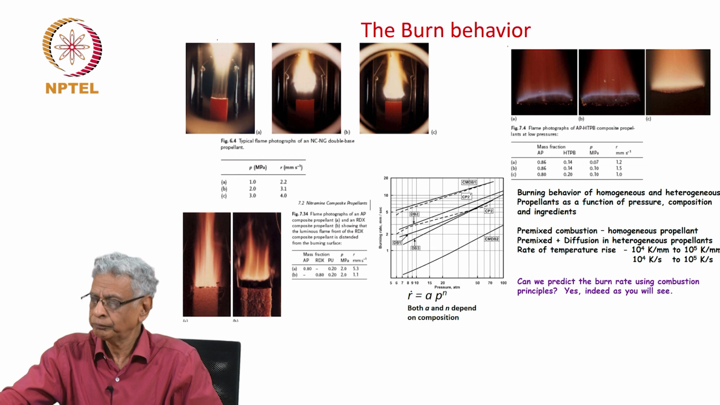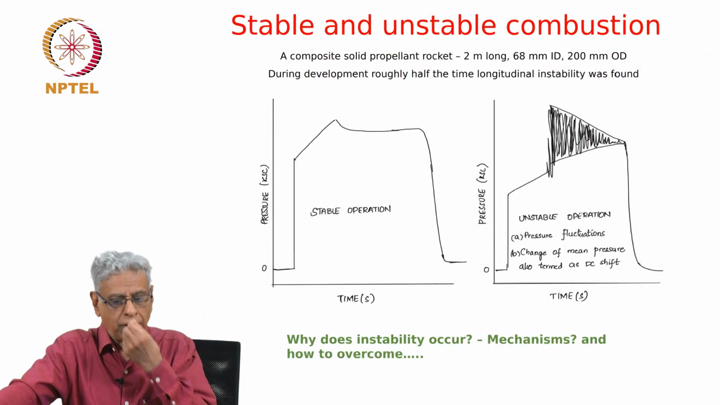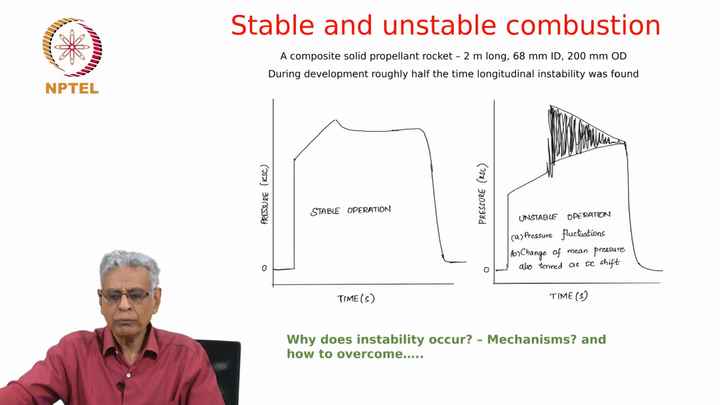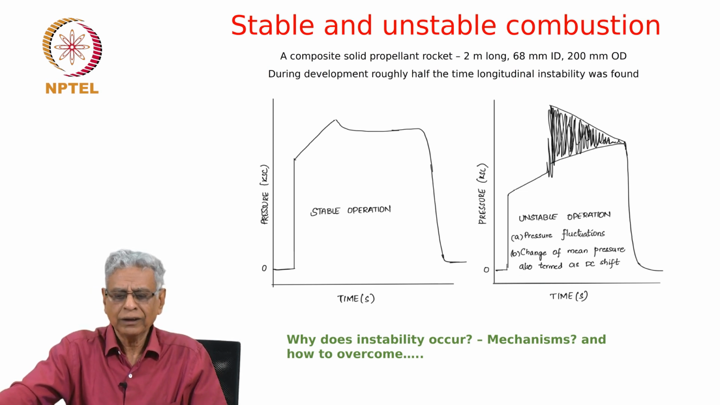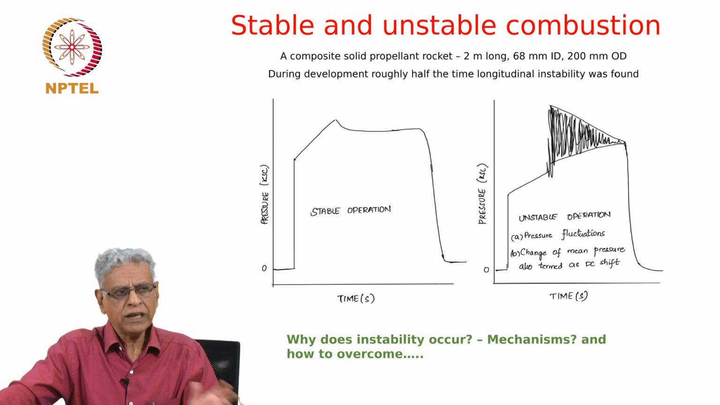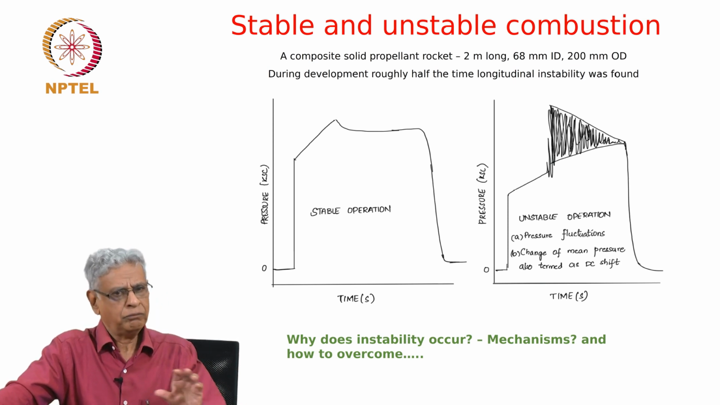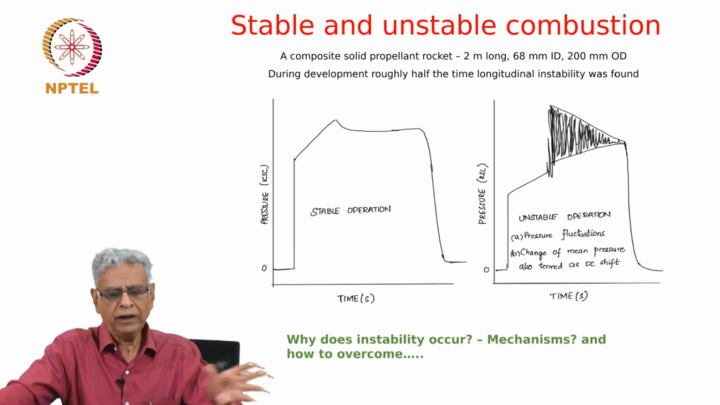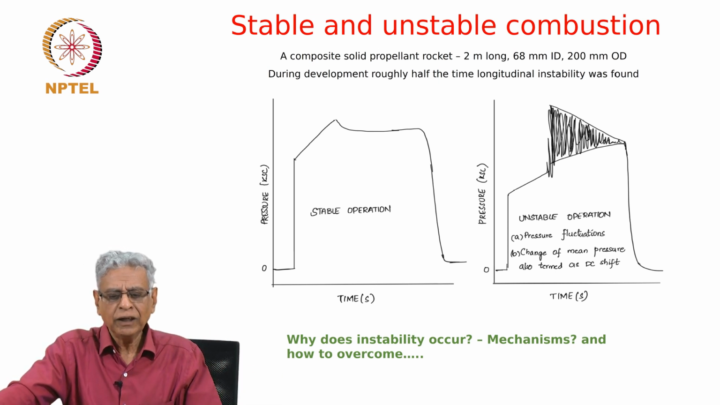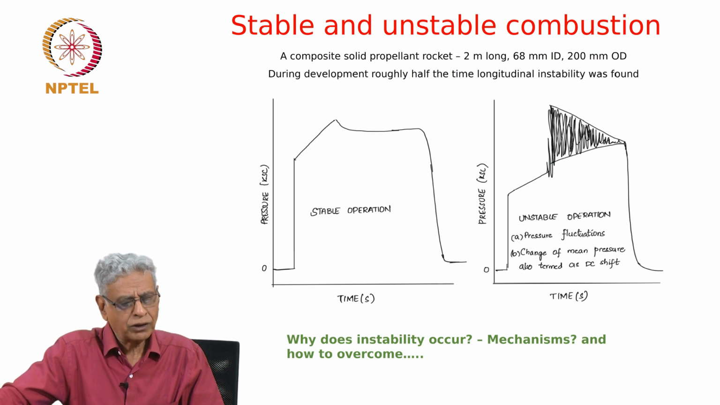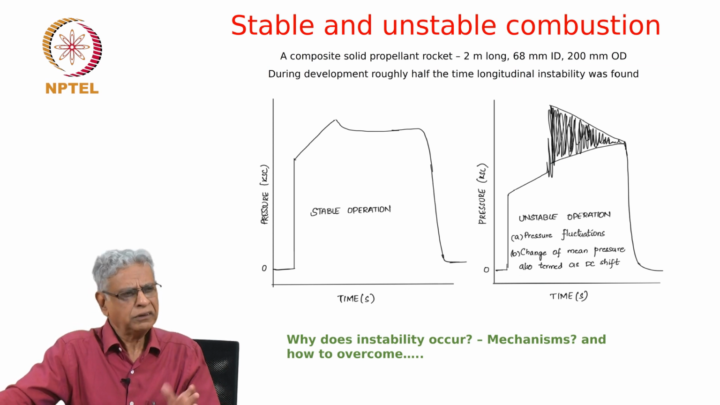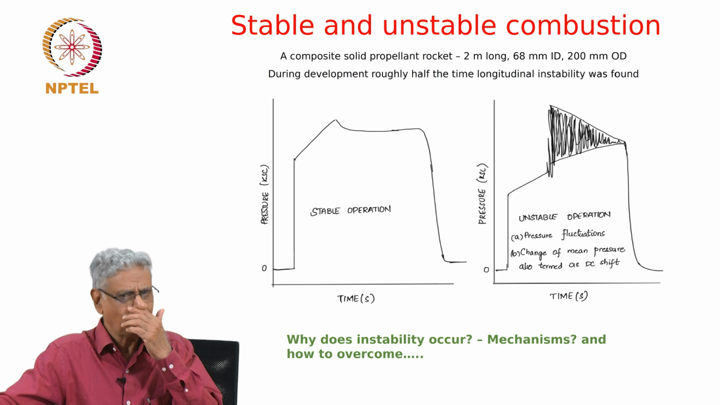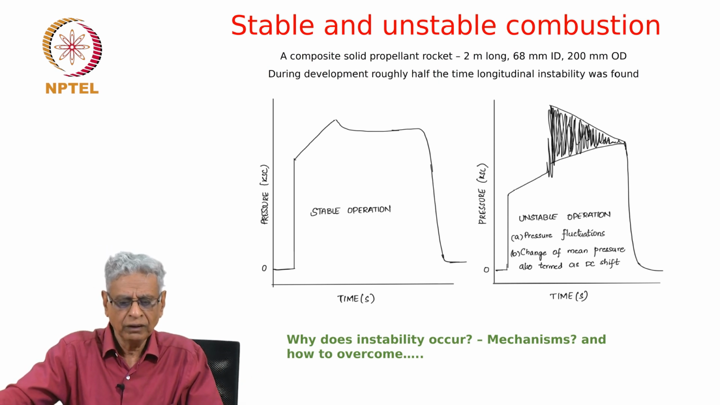and you will see the results. Stable and unstable combustion. I am showing here a motor with 2 meter long, 68 mm ID, about 200 mm OD. During the development of this system, and I will not say what it is here, it worked well with the pressure time curve, which is nearly same as what was predicted using normal principles. You will see achieved and predicted.